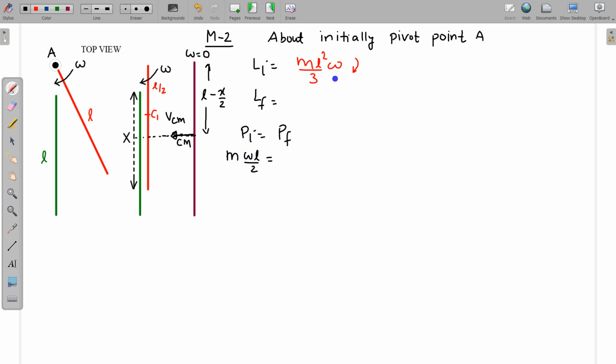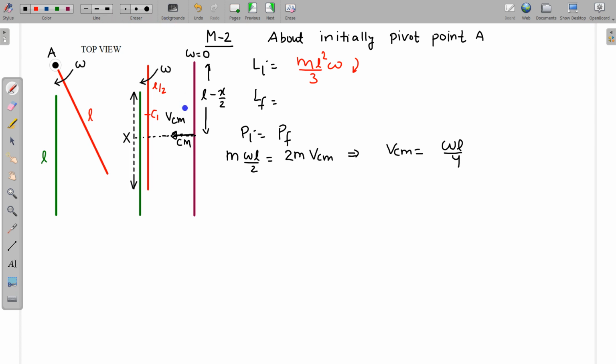What is P final? For P final, we can simply write it as the total mass of the system, because this is a rigid system whose center of mass is moving with velocity VCM. So this is 2m into VCM. From here we can find the VCM. VCM is omega L by 4.